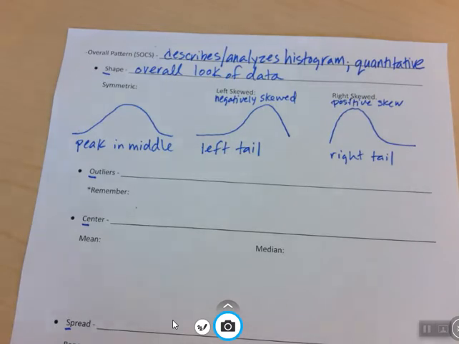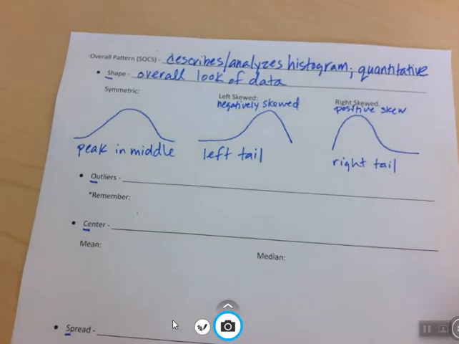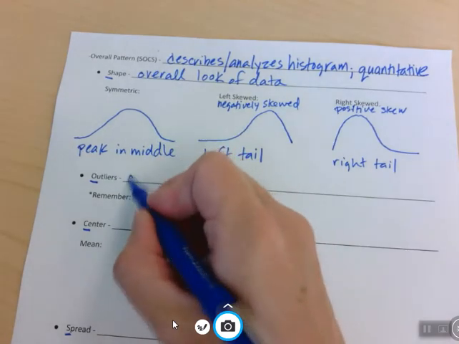All right, outliers is when you have an observation outside the overall pattern. You don't always have an outlier.